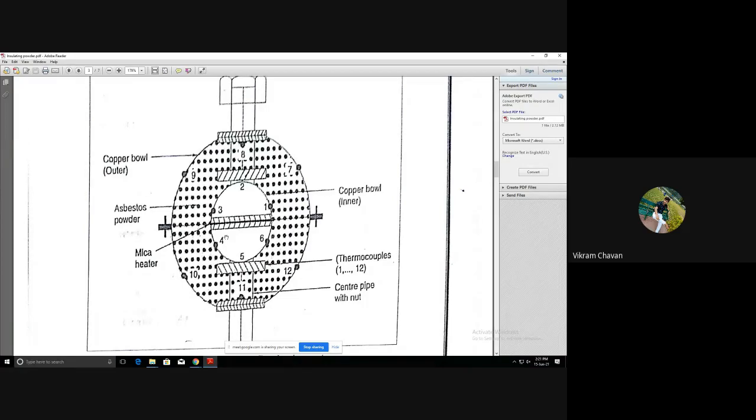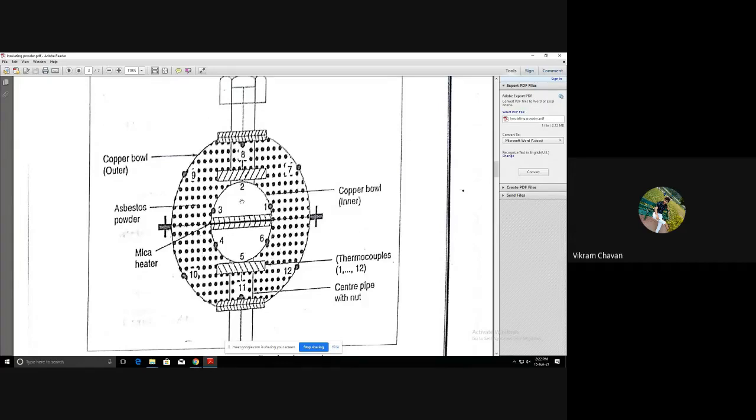And to measure this voltage and current, we require a voltmeter and an ammeter. The voltmeter's function is to measure the voltage, and the ammeter's function is to measure the current. So voltage will be measured in volts, and current will be measured in amperes, and the product of these two will provide you the heat supply or heat generated by this particular heater. Once you measure the heat generated by the heater, the other part of the measurement is to measure the thermocouple temperatures. These 12 readings we have to take at once.